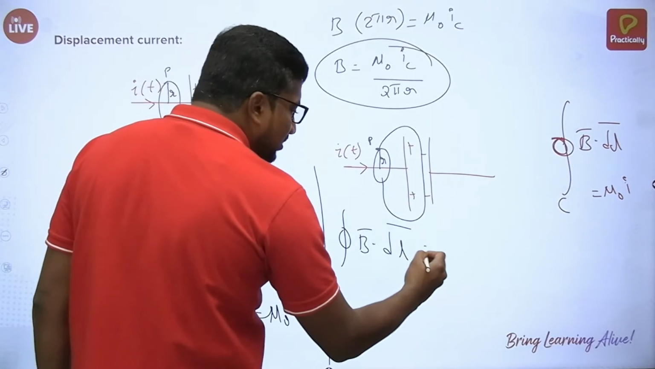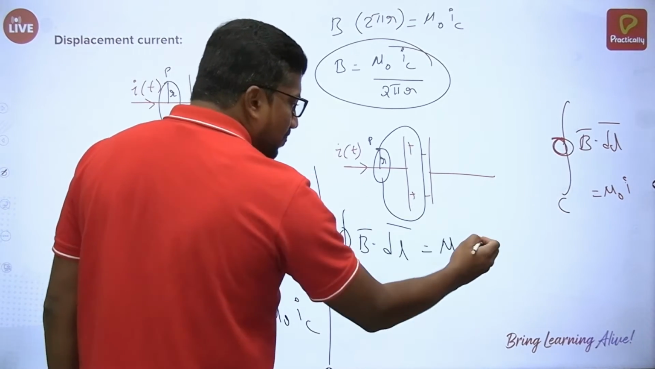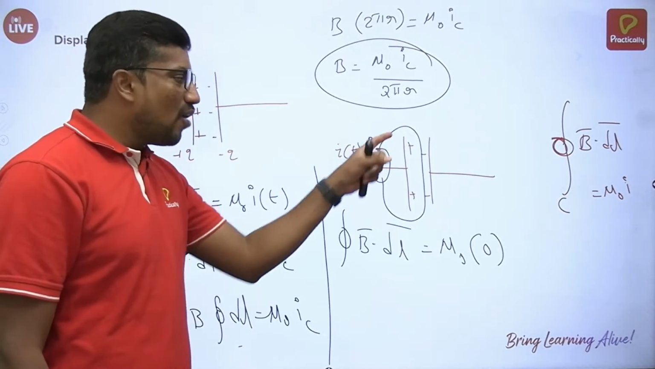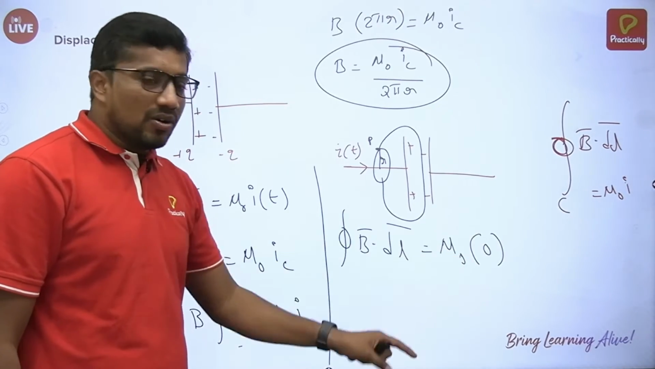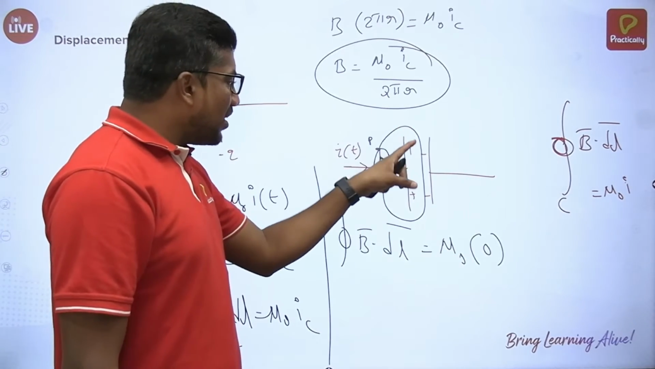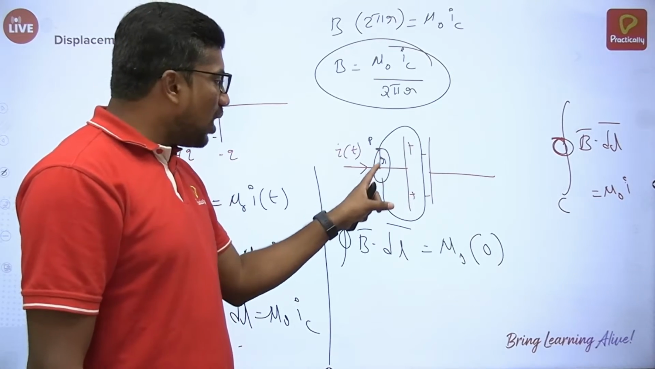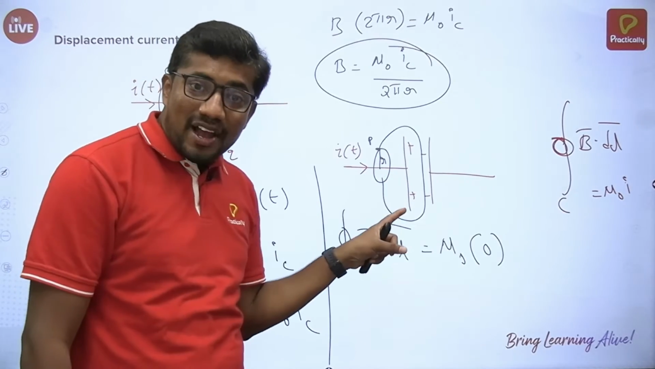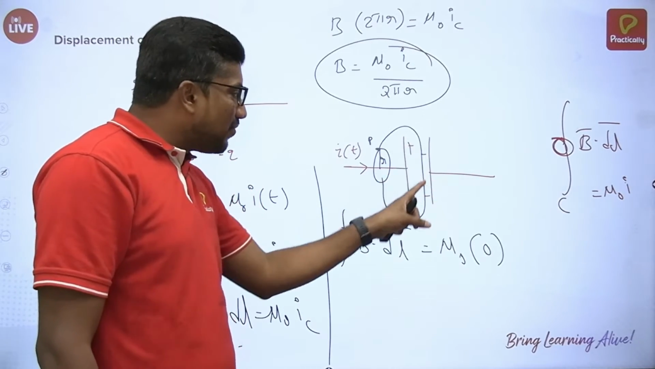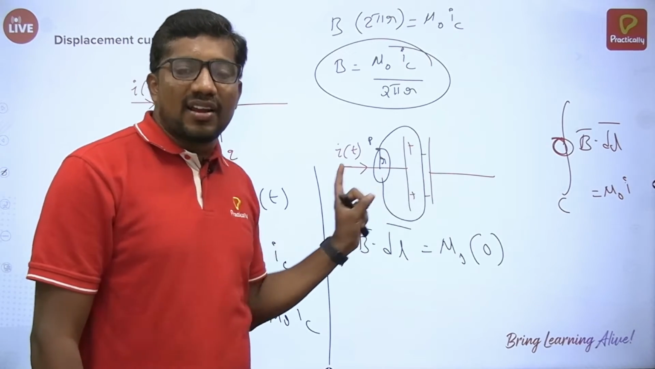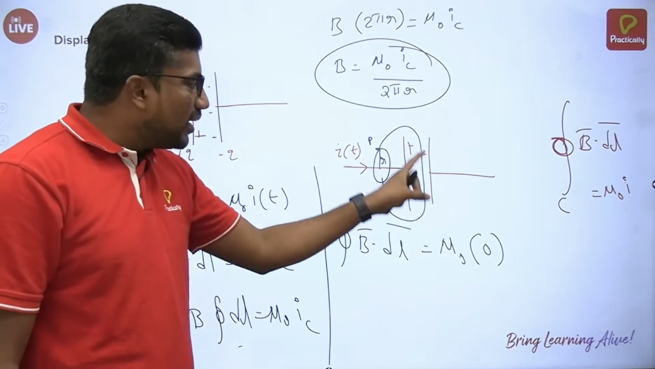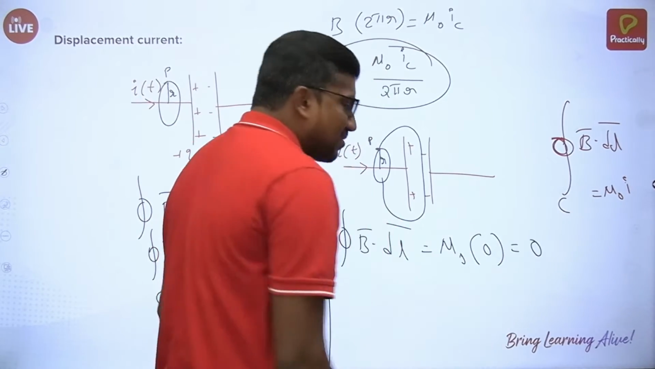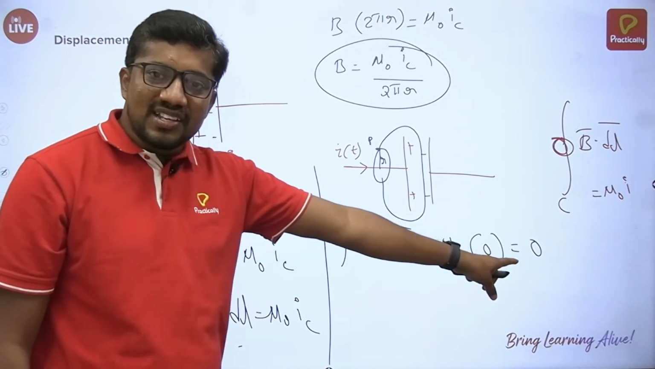But if you look at the right side, which is mu naught times I, the I flowing through this surface is 0. There is no flow of electric current through this surface. I is 0. And you have to make sure that this arrangement does not touch the wire, which means the pot or the surface of this body should not touch the conducting wire, and it should be placed in between the plates of the capacitor or condenser. Then the current flowing through the surface is 0, so mu naught times 0 is 0.